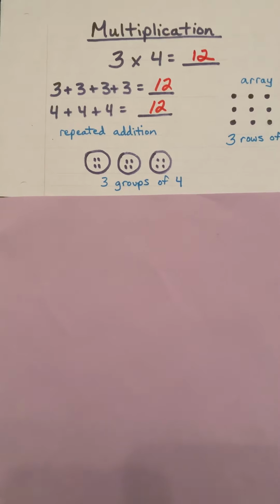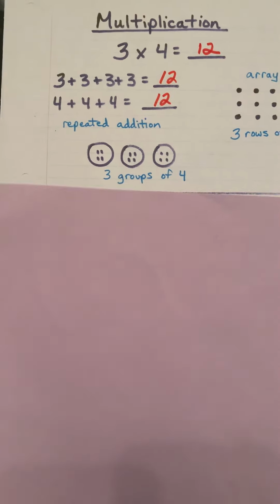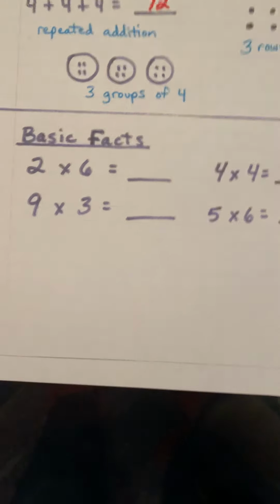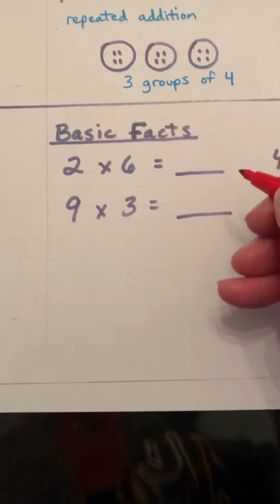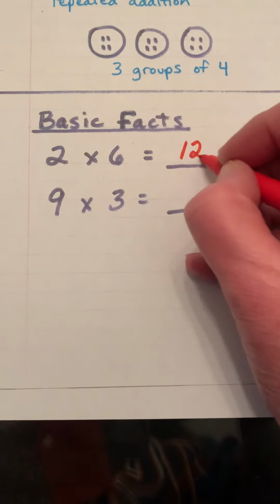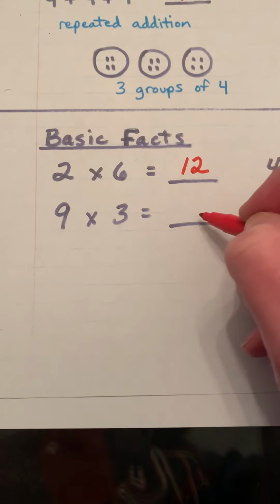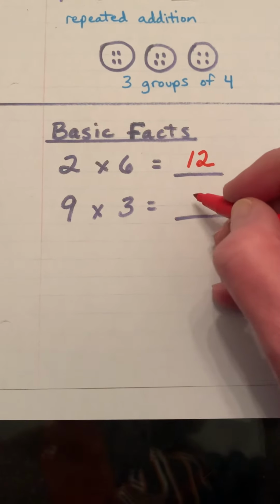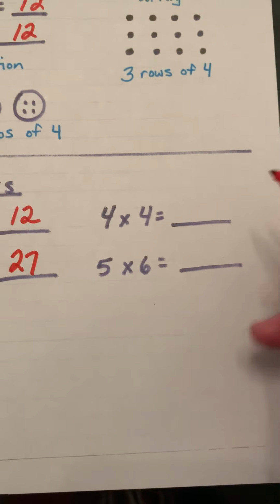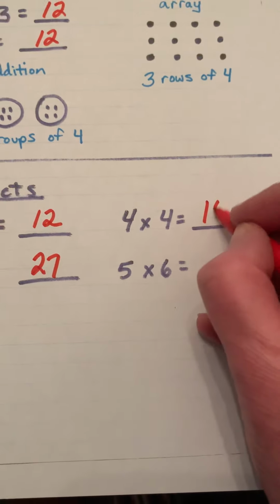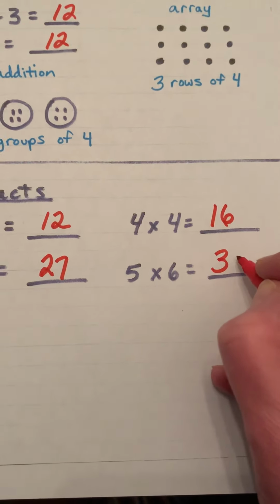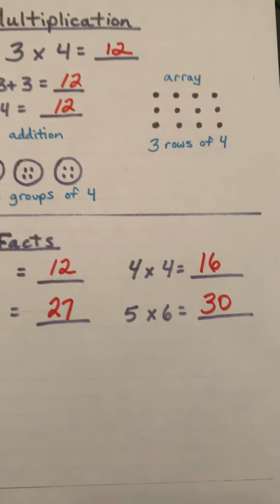And they're usually single-digit numbers. Usually we want to memorize up to 10 though. So here's a few examples of some basic facts. 2 times 6, I want to think 2 groups of 6, 6 plus 6, 12. 9 times 3, 3 groups of 9: 9, 9, and 9, 27. 4 times 4, 4 groups of 4, 16. And 5 times 6, 5 groups of 6 is 30.